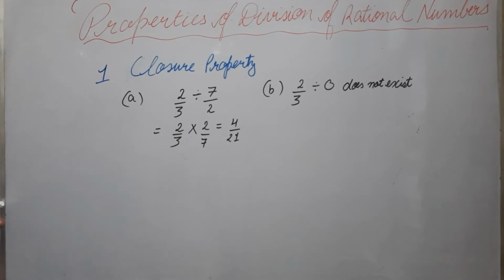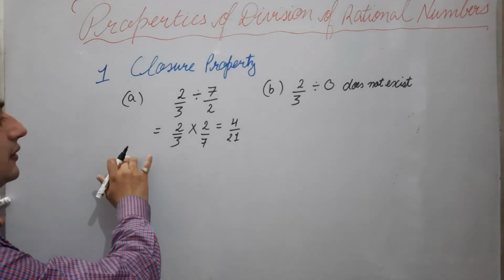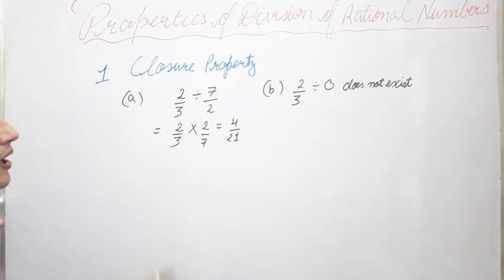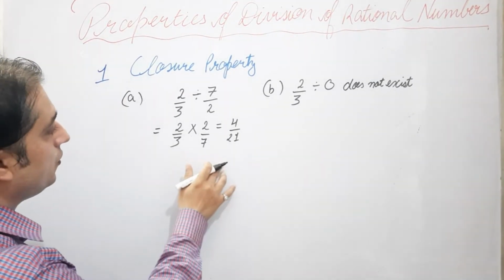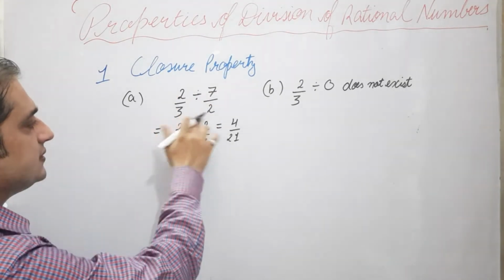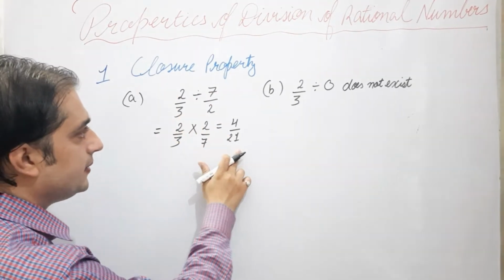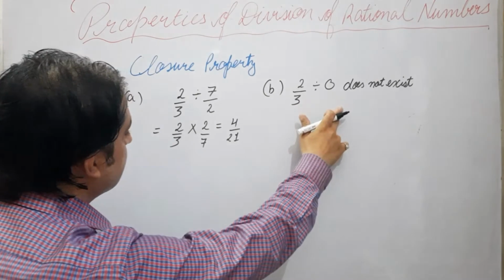So we can see that the rational numbers are not closed under division. In this case the division is a rational number, in this case the division does not exist.